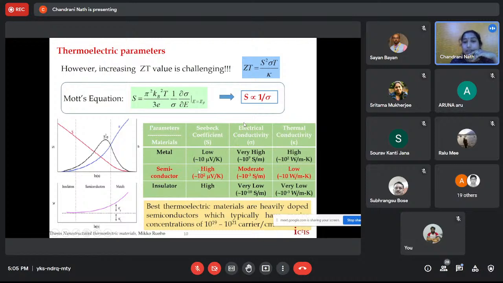The semiconductors. These semiconductors are known to be the best thermoelectric materials, which are heavily doped and can have a carrier concentration in the range of 10^19 to 10^21 carriers per cubic centimeter.